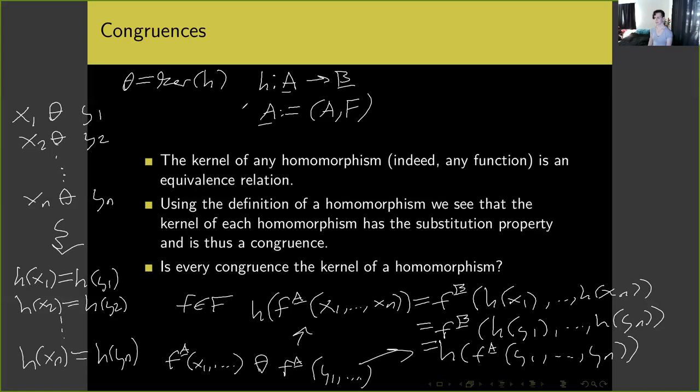So that's all well and good. The kernel of any homomorphism is a congruence, as we just checked. So now we have the same type of question that we had before. Is every congruence the kernel of a homomorphism? Or are the kernels of homomorphisms more special than just being any congruence? And so again, I would like to invite you to pause the video and figure that out for yourself, especially if you've never done it before. I think trying to do it first might be a good exercise.